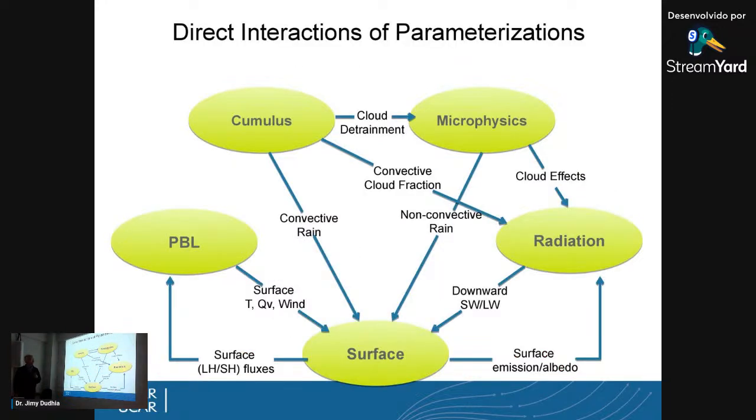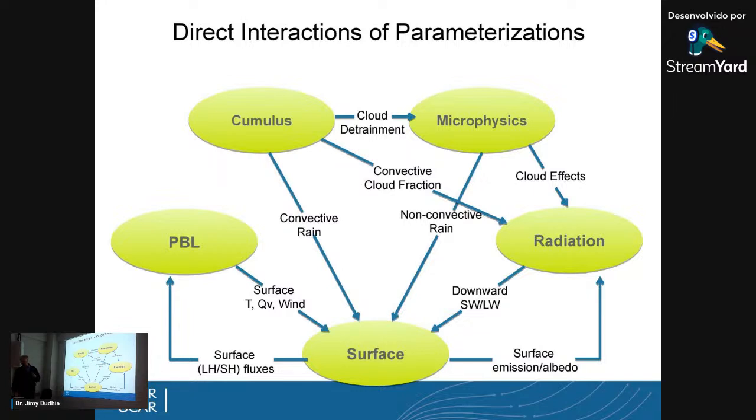So these are the physics I've gone through. They all interact with each other in some ways. The cumulus schemes detrain cloud into the microphysics. Both the cumulus and microphysics produce rainfall contributions to the surface. We call them convective rain and non-convective rain. So in the WRF output, you have two types of rain that you have to add together.